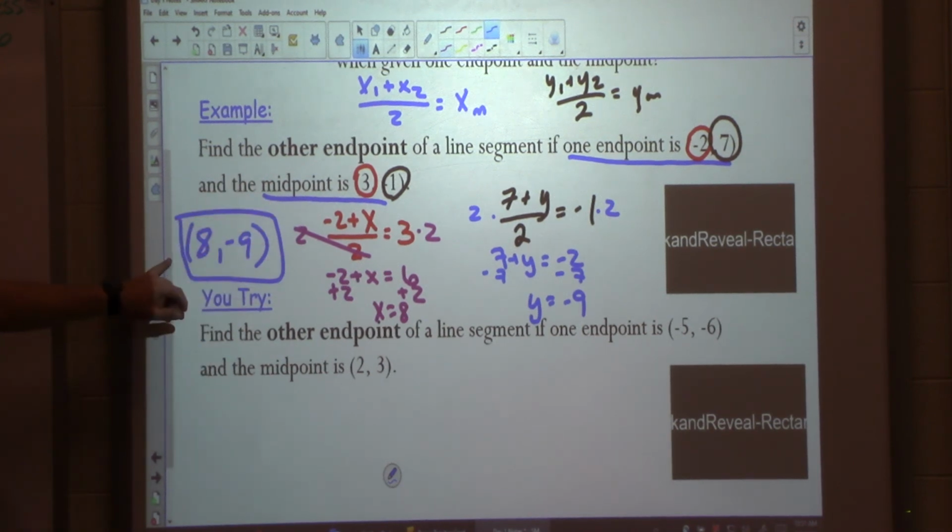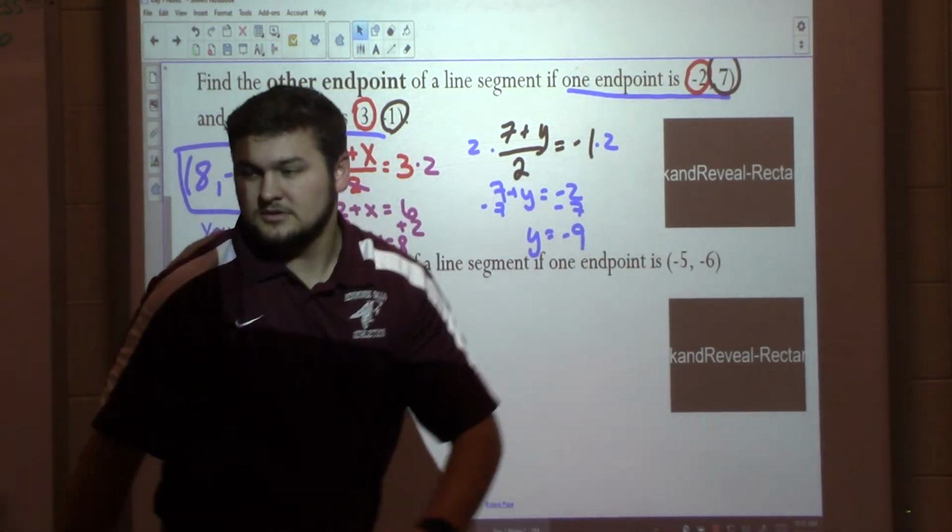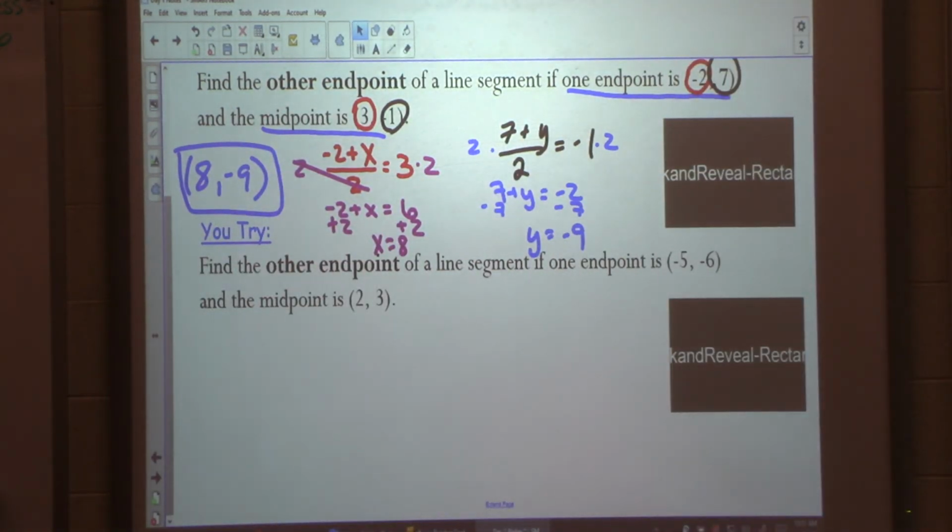Sweet. When you finish the second problem, you can come show me and get your homework. So you've got to finish it. Once you finish it, I'll check it. You have to get it right, and then you can get your homework.